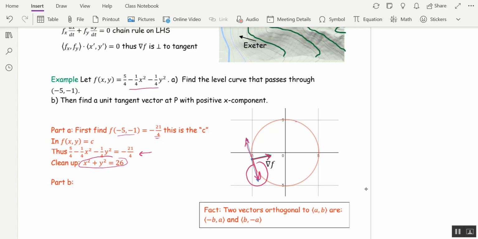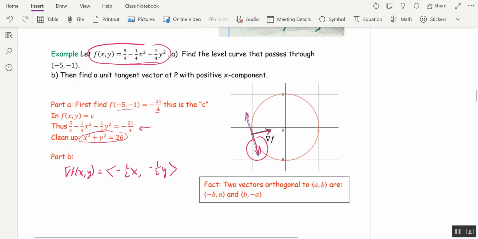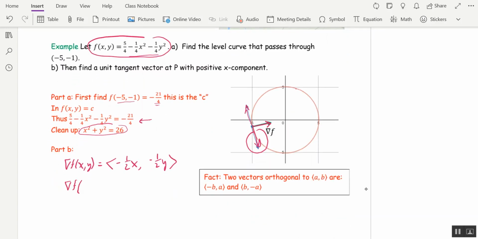So the first thing we have to do is find the gradient. So del f at (x, y), okay, this is pretty easy. Up here, remember, I've got f. It's just going to be negative 1/2 x, and the partial with respect to y is negative 1/2 y. Now we need del f at P. P is (-5, -1). So we get (5/2, 1/2). Okay, there are two vectors, again, orthogonal to that vector.